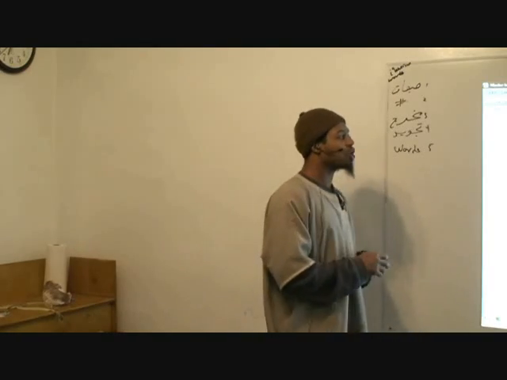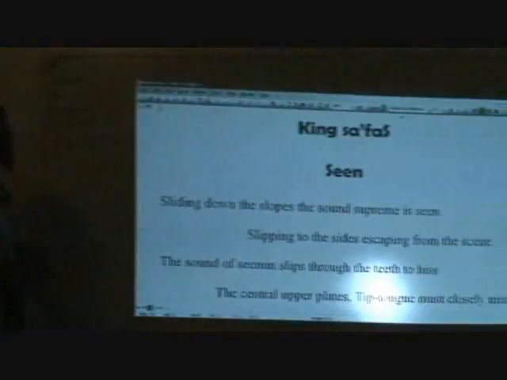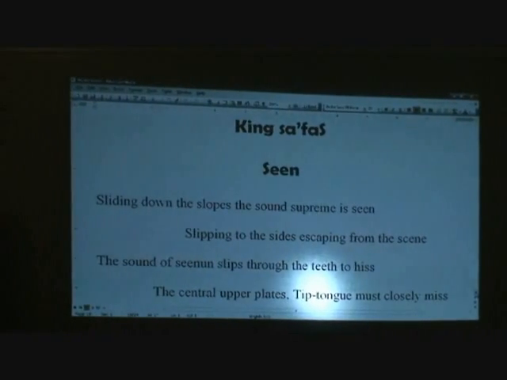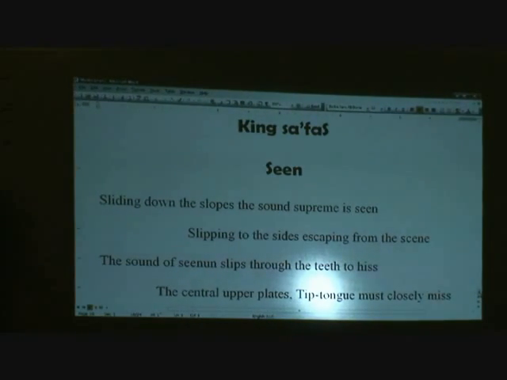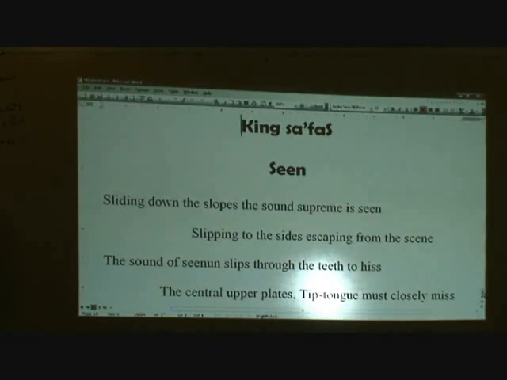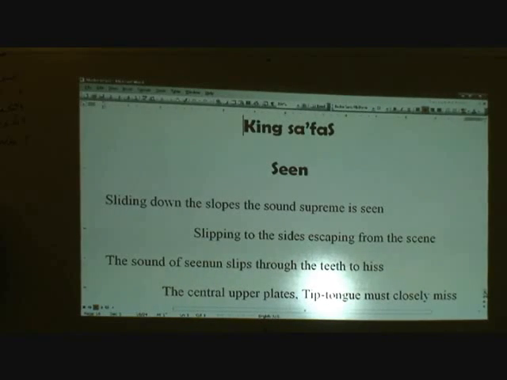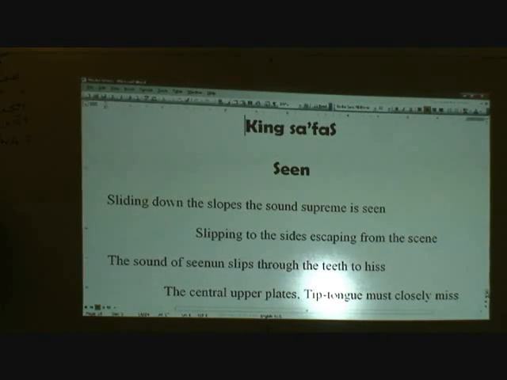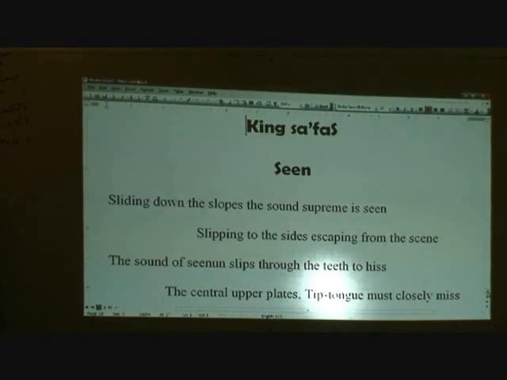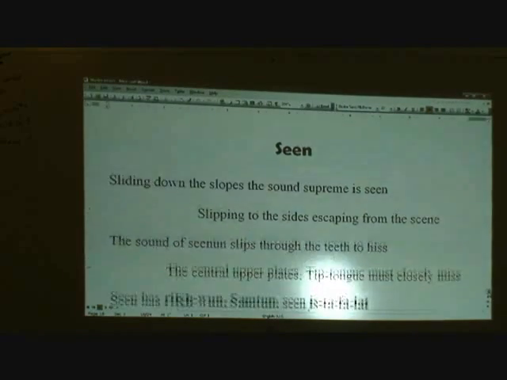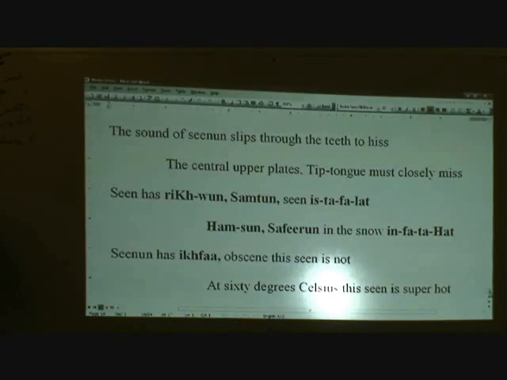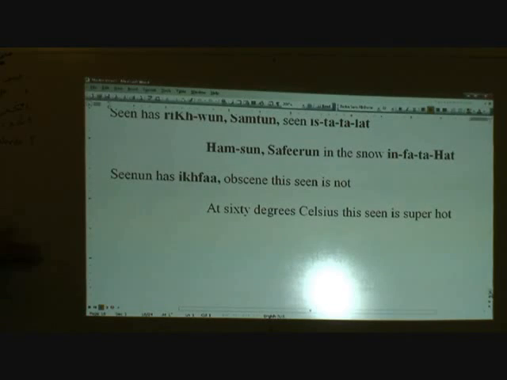Let's go on. Sa'fas is made from Sin, Ayn, Fa, and Sad. So we started, and the poem goes like this. Sliding down the slopes, the sound supreme is seen, slipping to the sides, escaping from the scene. The sound of Sinun slips through the teeth to hiss. The central upper plates, tip tongue must closely miss. Sin has rikhlun, samtun, sin is stafalat, hamsun, safirun, in the snow and fetahat. Sinun has ikhfa, obscene, the scene is not. At 60 degrees Celsius, this scene is super hot.